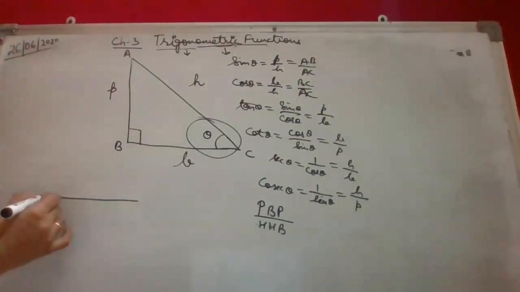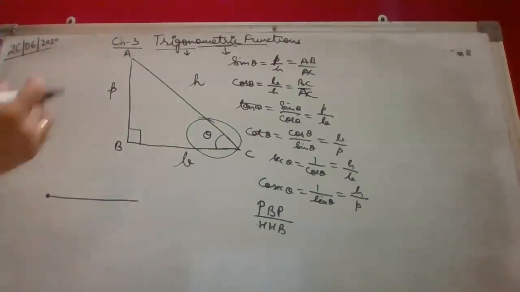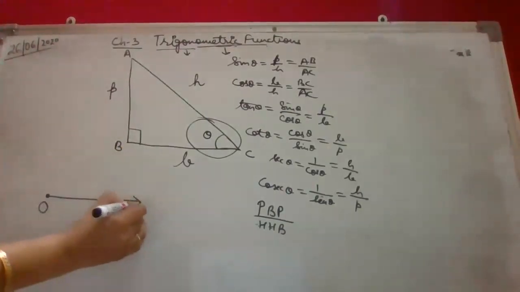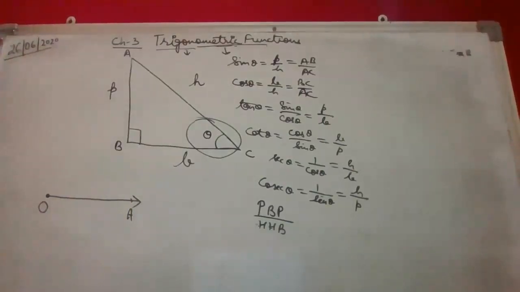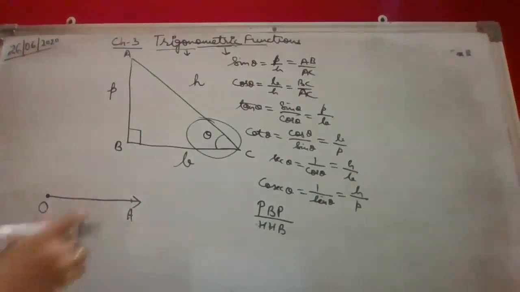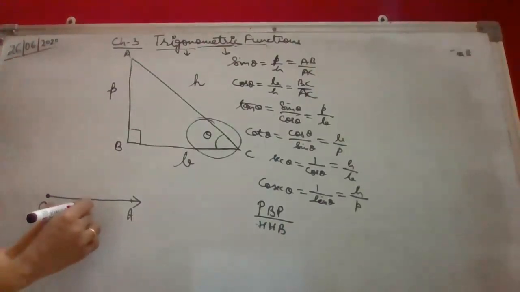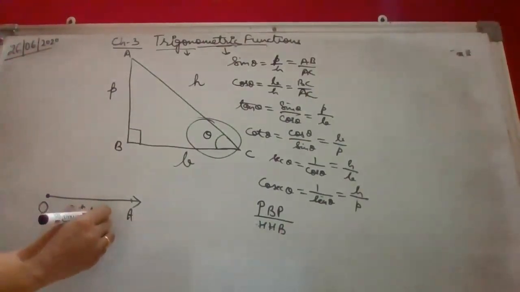We are having some vertex, let us say a point is there. Let us take it as the origin. Any point we are taking, let us consider it as O, and this is a ray. Let us take it as OA. This is the initial position of this ray. How do we get an angle? This is the initial position of this ray, or we can say initial side.